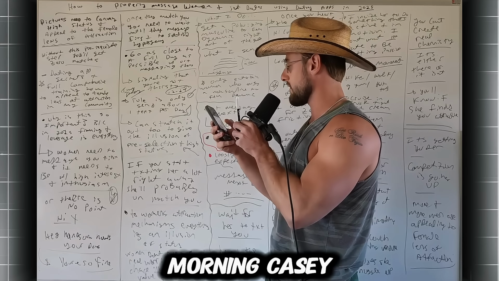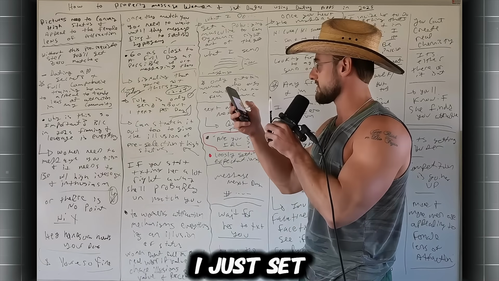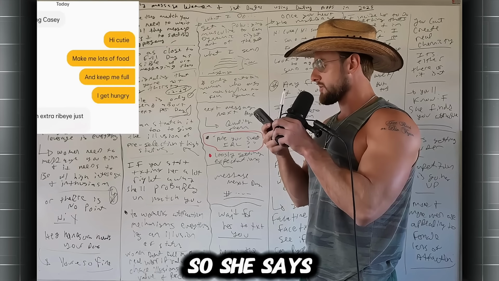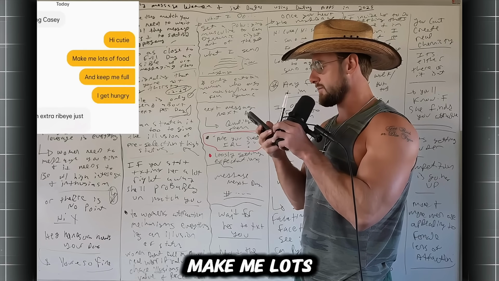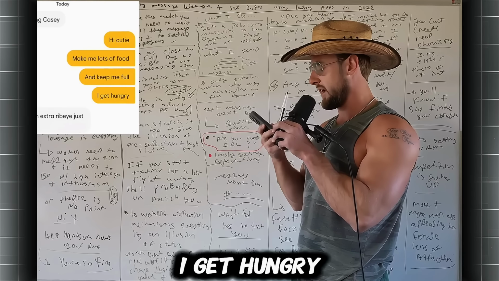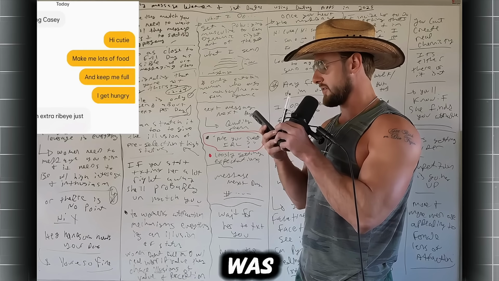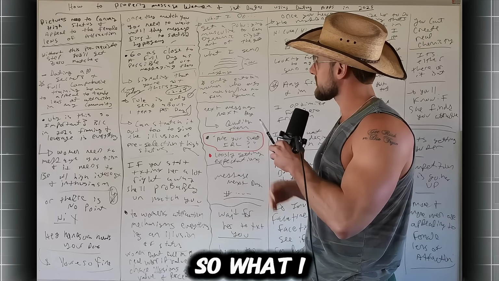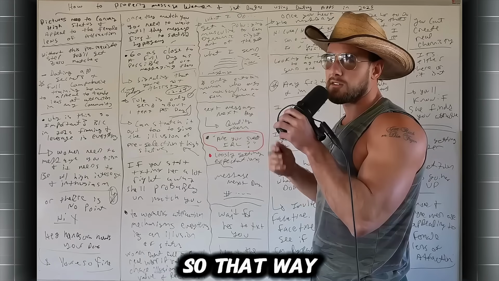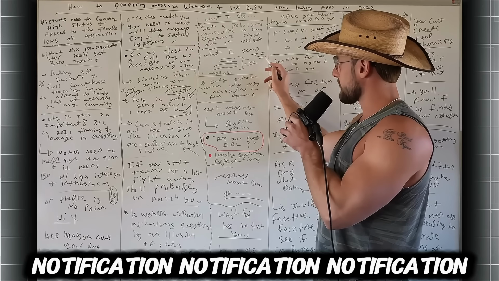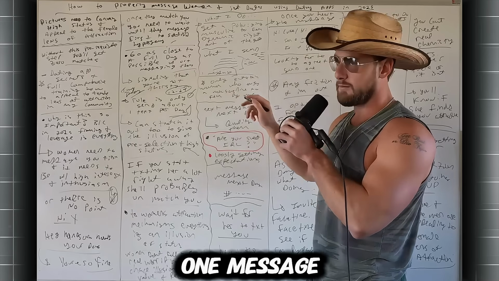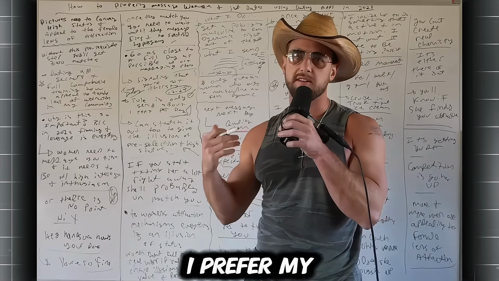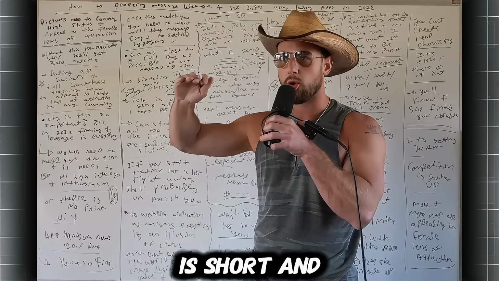So she put "Good morning, Casey," and then right out of the gate, I just set a typical masculine to feminine dynamic. So she says "Good morning," and I say, "Hi, cutie, make me lots of food and keep me full. I get hungry." And her reply was, "Guess I'll get an extra ribeye just for you then." Okay, so what I send is a few messages in a row. So it's like notification, notification, notification, notification, but it's still one message because all of these were sent within 10 seconds. This is how I prefer my text messages to be structured, short and sporadic.